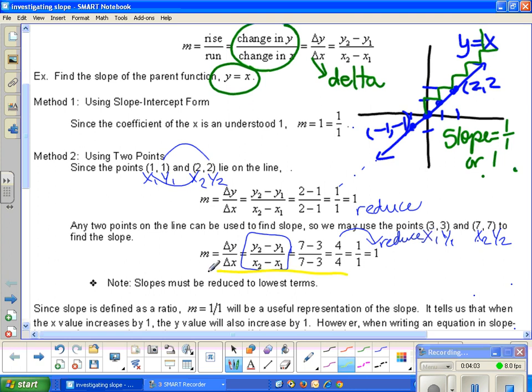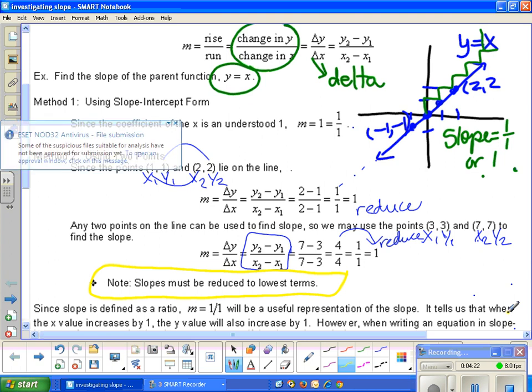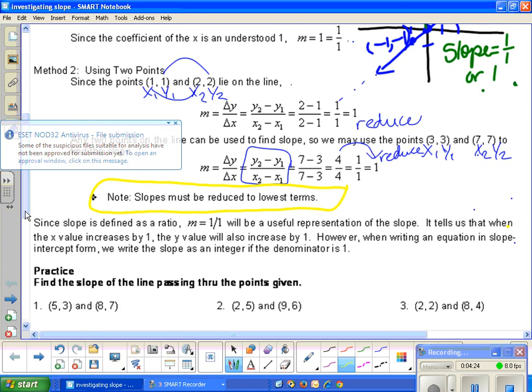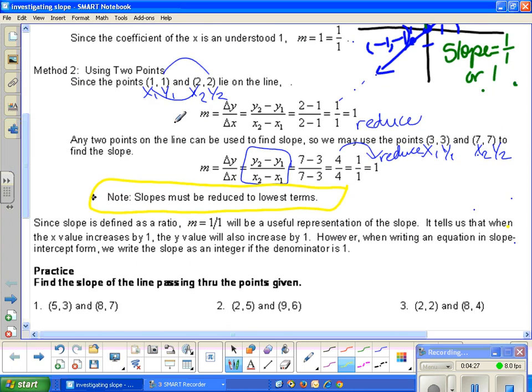So slope needs to be in the most reduced form. What I mean by that is, don't leave something as 4 over 8, reduce it to 1/2. But if you end up with something that doesn't reduce into a whole number, like 1/2, let's leave it in fraction form, because we want to be able to count our slope. So this tells us that since slope is defined as a ratio, that's our representation of it. As the x value increases, the y value increases. If it's a whole number, we just want to write it over 1. Okay? So, let's practice a couple of these.